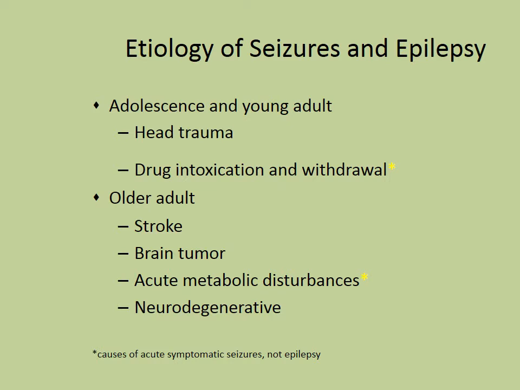With adolescents and young adult first onset seizures, you're going to think about different things. You're going to think head trauma or maybe drug intoxication and withdrawal. With older adults, you're going to think about a stroke. You're going to think about brain tumor. And again, this can happen from mets to the brain from some other cancers. So always consider that. Acute metabolic disturbances, and then neurodegenerative things like Alzheimer's disease and that sort of thing. So not very common in this age group unless there's some type of really underlying cause for that.